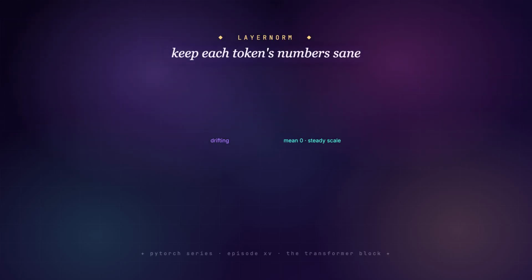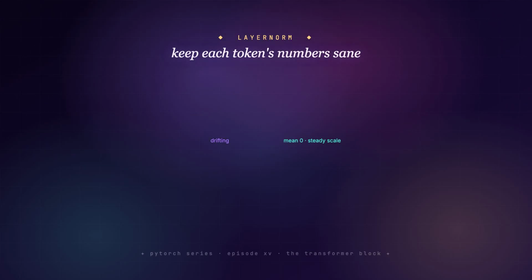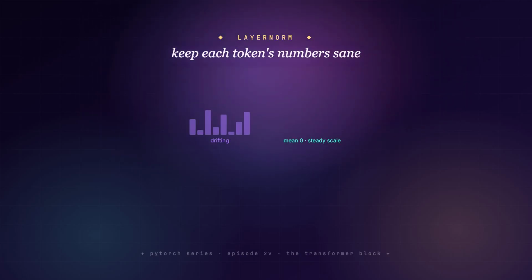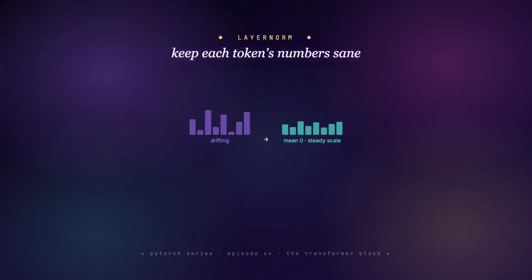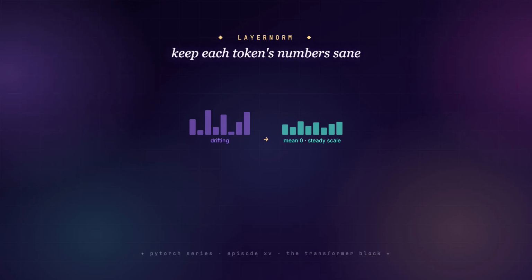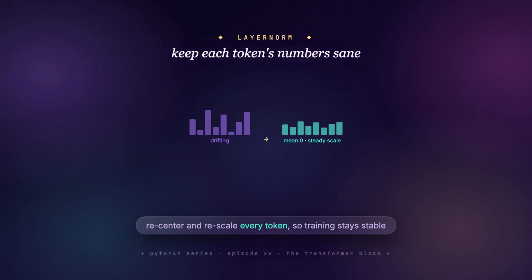Layer norm. There's one more stabilizer, layer norm. As signals flow through dozens of layers, the numbers inside a token's vector can drift, some huge, some tiny, and training goes haywire. Layer norm fixes that per token. It takes each token's vector, recenters it to mean 0, rescales it to a steady size, and lets the model learn a gentle adjustment on top. It keeps the numbers sane so the optimizer can actually do its job.